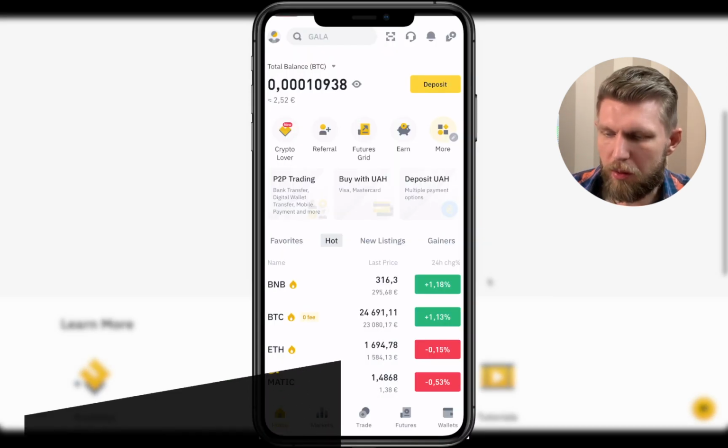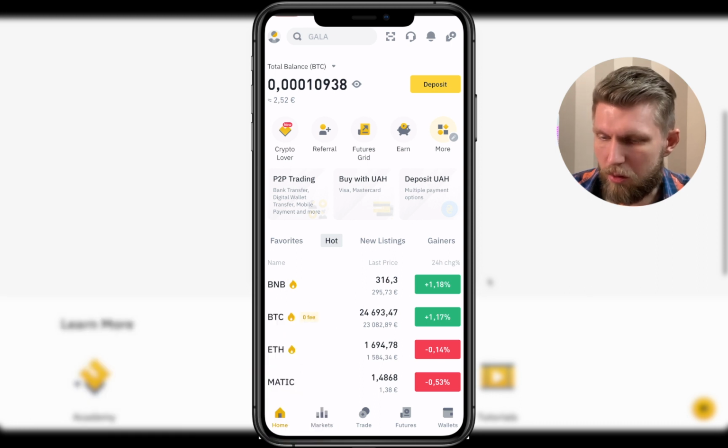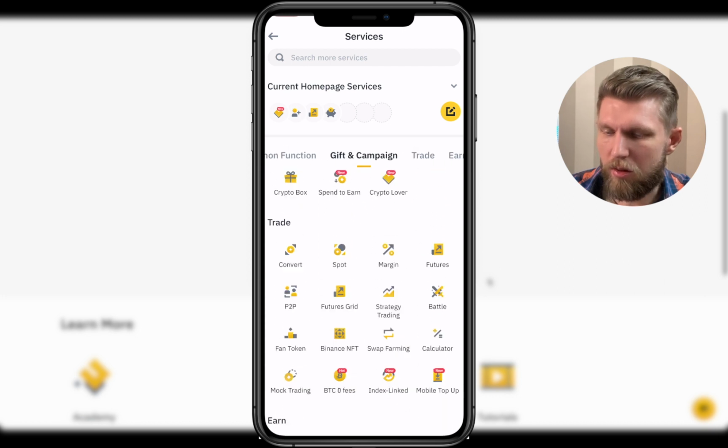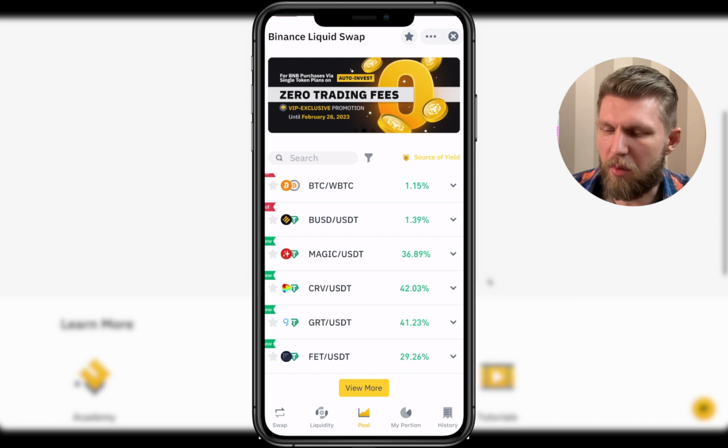I will show you real quick where is the main liquidity farming page in the app and come up with the overall conclusions about this feature. In more, find Earn section, then tap liquidity farming. And here everything is the same as in a computer.